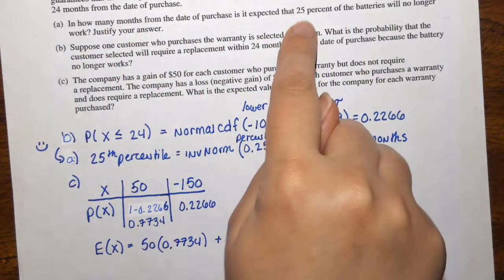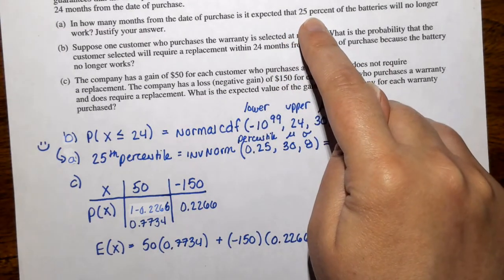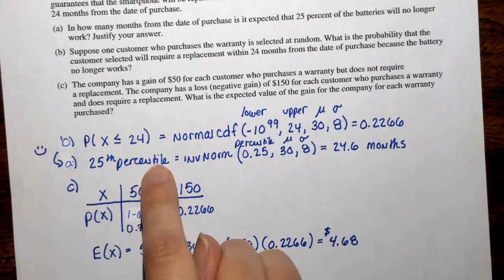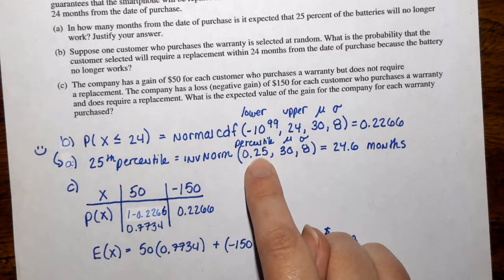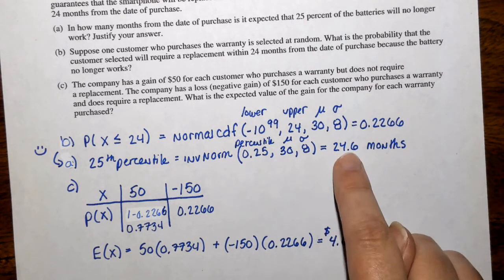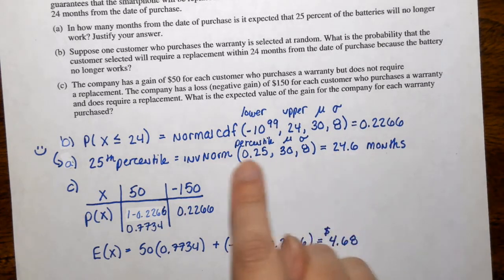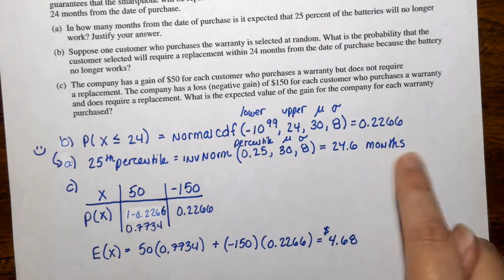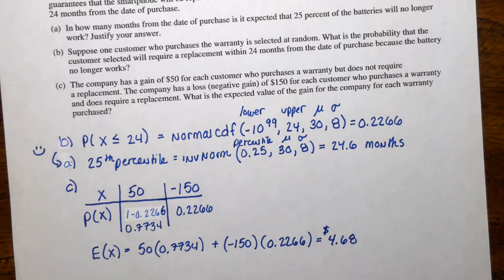25% of the batteries no longer work, so that's going to a percent, which is inverse norm. So I have inverse norm of 0.25, 30, 8 equals 24.6 months. Notice I've got labeling percentile, mean, standard deviation, and context in the months because I have just learned my lesson.